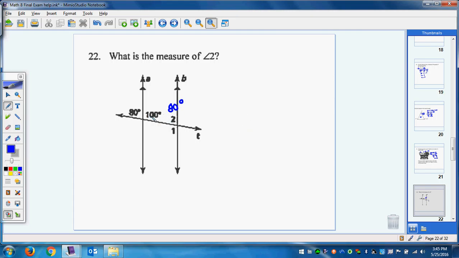If it wanted angle 1, that would be 100 degrees. But what's the information? Do you remember? They're interior because they're the inside of the parallel, and they're on the other side of the transversal. So that would be alternate interior angles for measure of angle 1. But it really just wanted a measure of angle 2, and that's called corresponding angles, and those are also congruent.